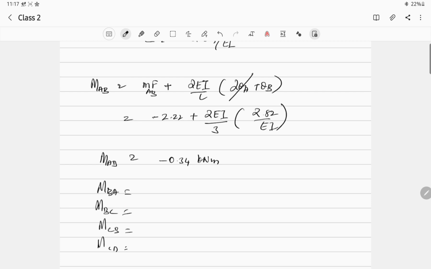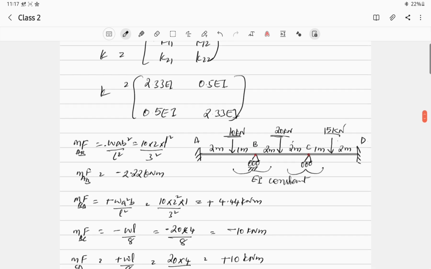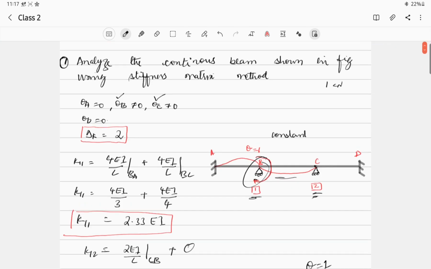So these are all the values you'll get for the final moments. Okay. This is how we calculate. So finally MBA, you'll get it as 8.2 kilonewton meter. Like we simplify this one, you will get all the values of unknown moments. Okay. This is how we calculate the value of unknown moments with the help of stiffness matrix method. So once you go through the calculations, it will be easy for you. And these are the steps which are involved. Each and every step is important, which I have given you in the previous class.